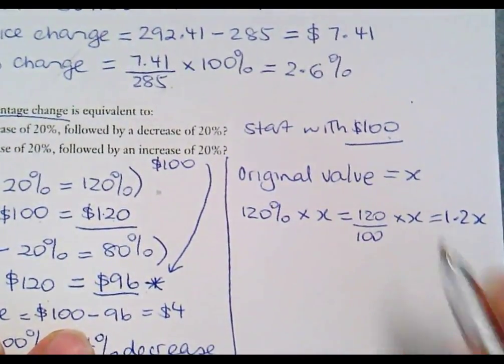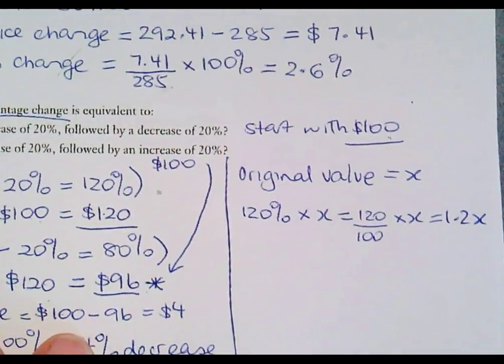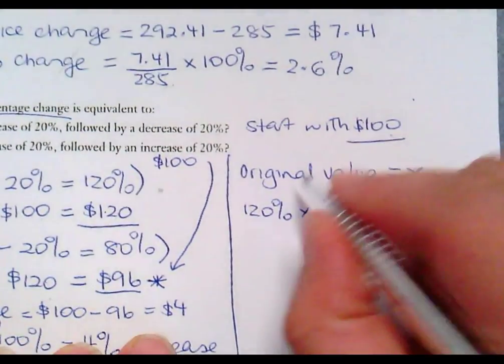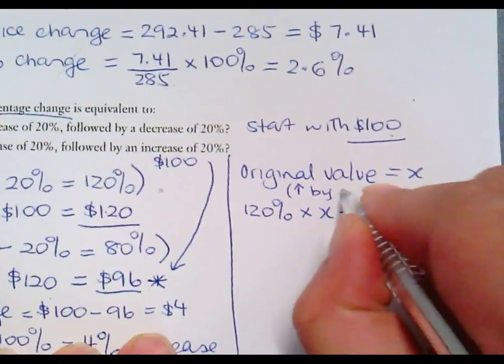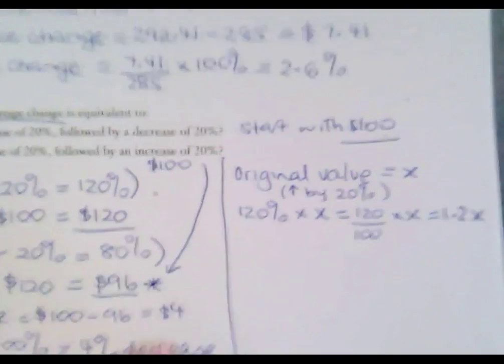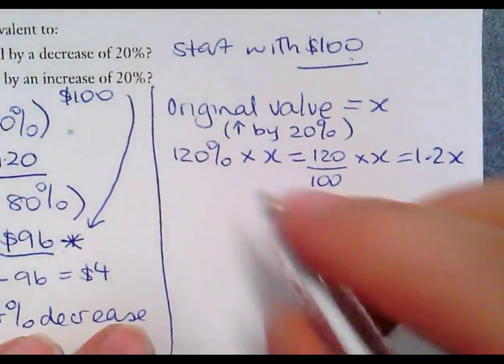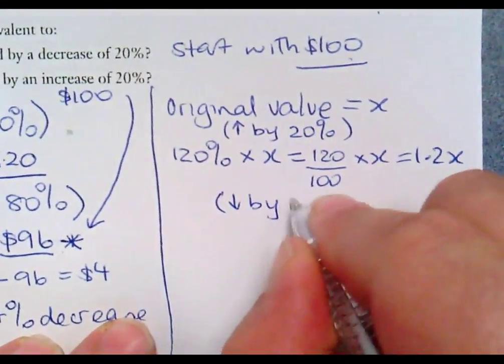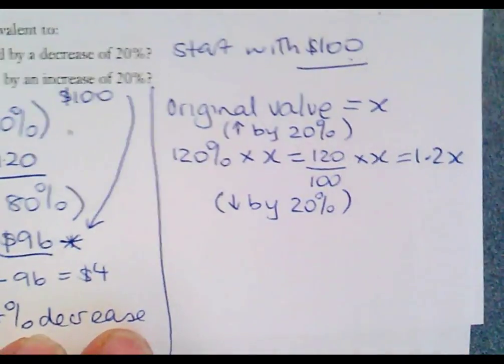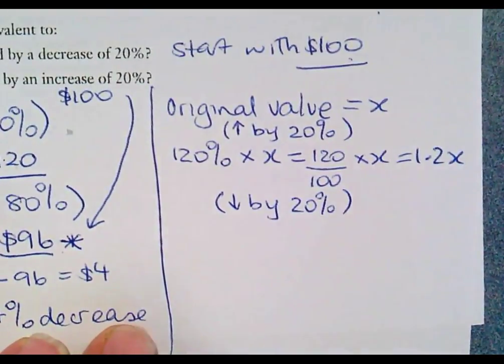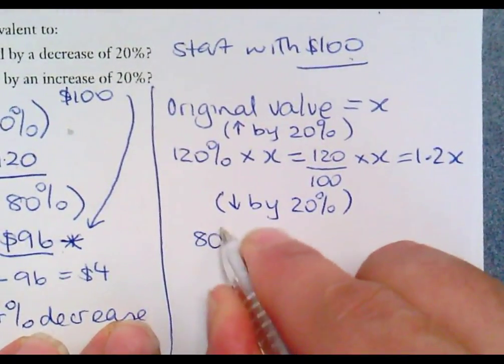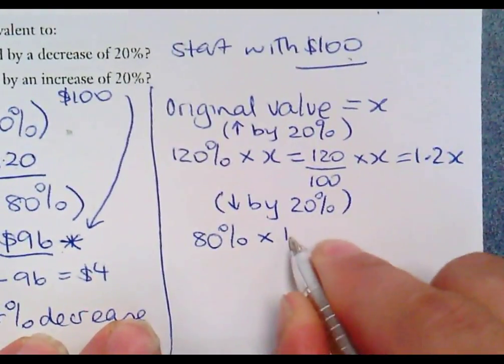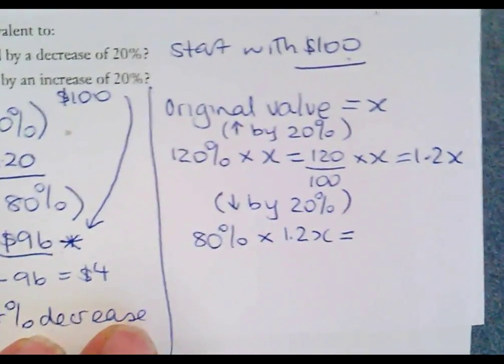So that bit is increased by 20%. My next bit is to decrease by 20%. If you decrease by 20%, what do you multiply by? So this bit that I first did was increase by 20%. That's what I just did. I'm going to zoom this in. The next bit I'm going to do is decrease. My downward arrow obviously means decrease. Decrease by 20% means I do 80% of the 1.2x, right?